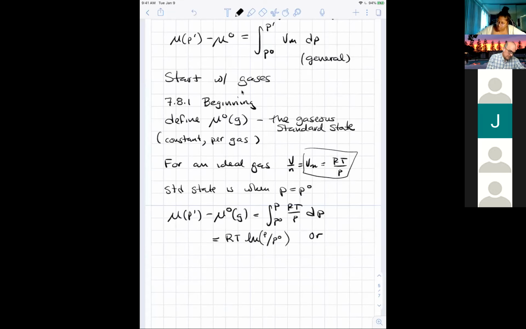Or we could say that the chemical potential at P is some standard chemical potential plus RT log of P over P0. This may look a little bit familiar to you. This is, in freshman chemistry, a starting point for defining equilibrium constants in terms of pressures. Okay, but we're going to move through this very slowly. And of course, we want to label this. The restriction here is that we have an ideal gas.